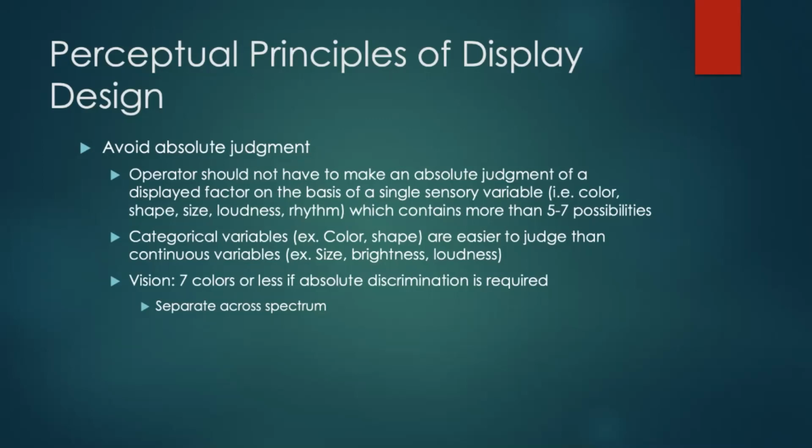Right? So think about it when it comes to discerning pitch on a piano. Almost everybody can say that note's higher or lower than the one you played before, but very few people are able to actually, with that absolute perfect pitch, say that's a C, right? Or that's an A flat. If you are going to require them to make absolute judgments, avoid having them make a judgment that requires more than 5 to 7 possibilities.